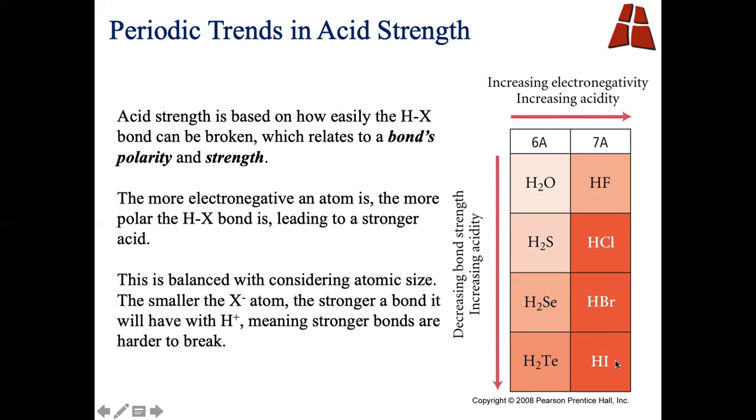So our strongest acids on this portion of the periodic table are HCl, HBr, and HI, because chloride, bromide, and iodide are all quite electronegative as well as quite large. That's why those are the strongest. Whereas if we consider something like HF, fluorine is obviously very electronegative, but it's also quite small, meaning that we would have a stronger bond, making HF a weak acid instead of a strong acid.